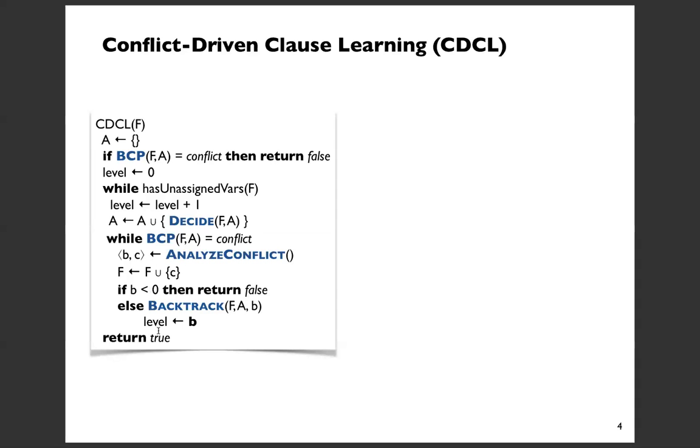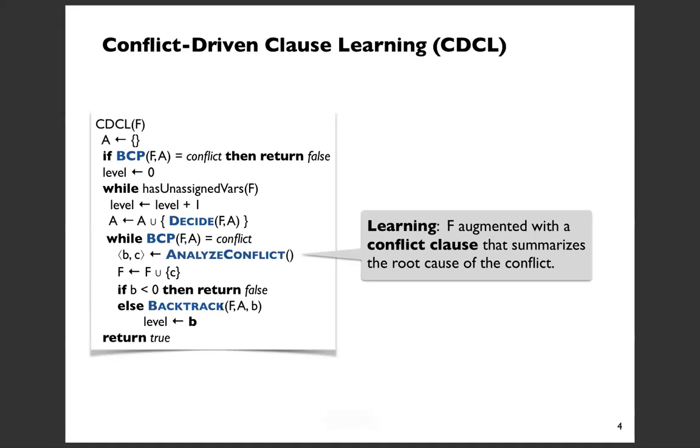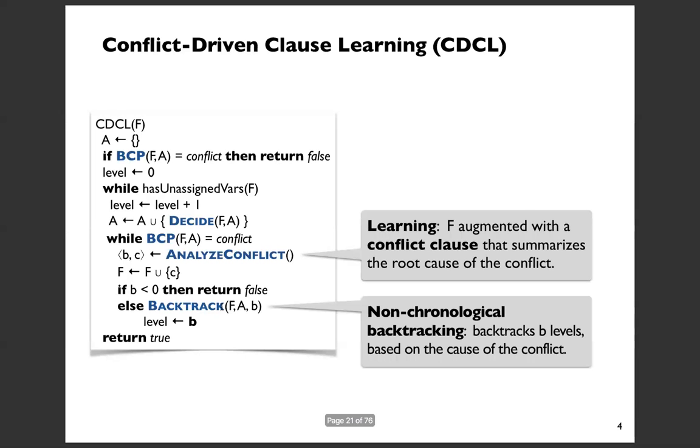Yeah. So, you keep doing this, and then if there is no conflict, then you come out and see if there's still some unresolved variables. Then you have to decide and then go back into it. So these are the two things that I mentioned. So what I'm going to do now is to go into this box, analyze conflict, and see what happens there to extract this clause, which is called a conflict clause.